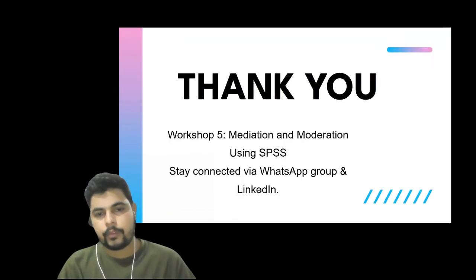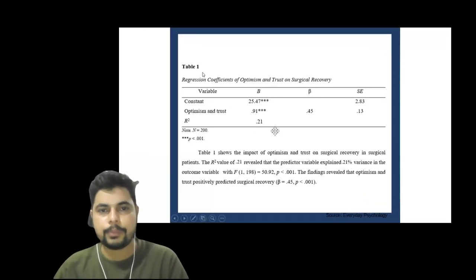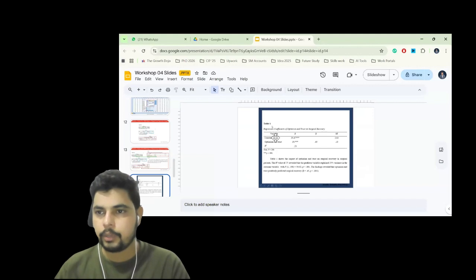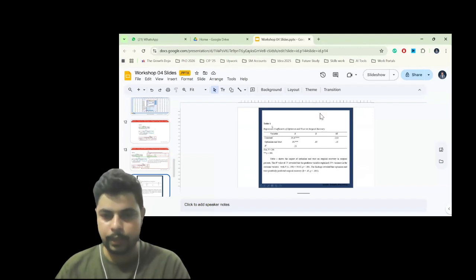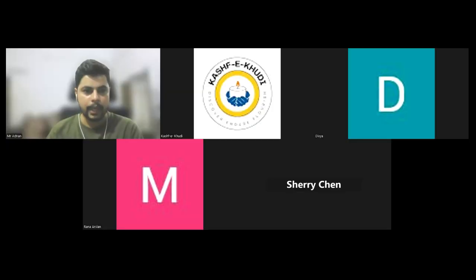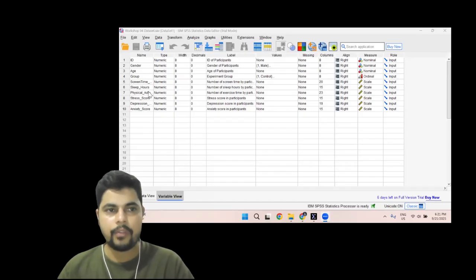Okay, so let's move toward SPSS. We run practically what we have explained right now. Let me share my SPSS screen with you. Let me open the dataset for workshop 4. This is dummy data that I generated from ChatGPT.